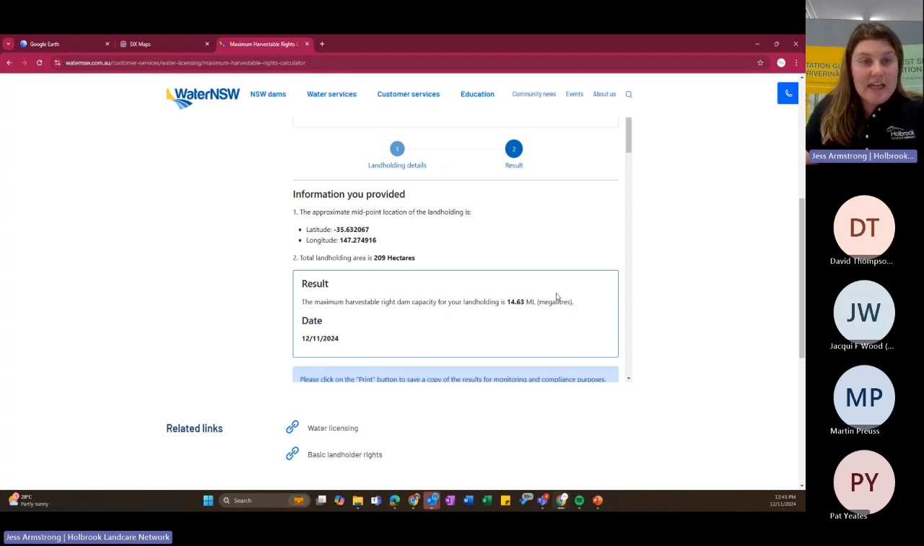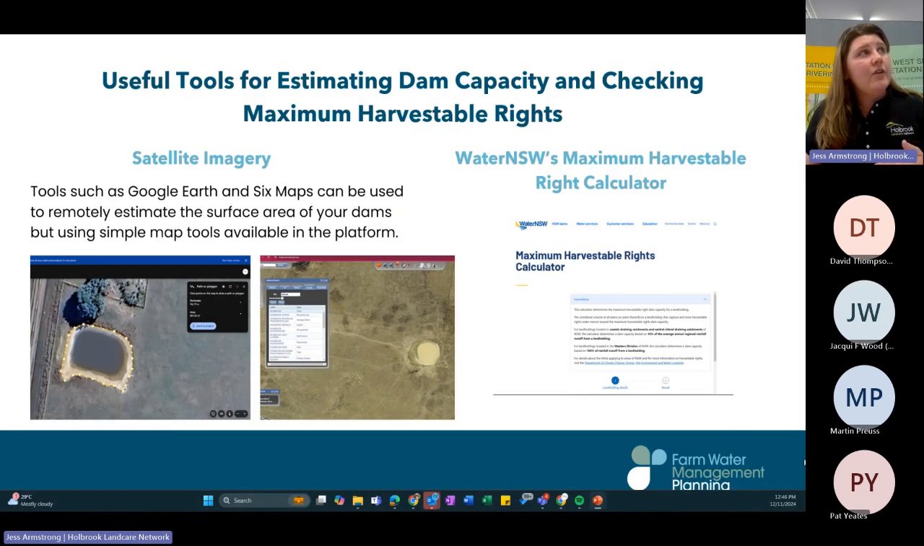Now, Pat will have a bit more of a chat about harvestable rights and where you can put dams for your harvestable rights. But what you're imagining is that for that land holding, that's the maximum amount that you can harvest off the landscape without having to acquire any permits as such. So you can have that storage. So what we know from our presentation, and just bear with me while I grab it up. So that's 14.6 megalitres for the example of our farm.